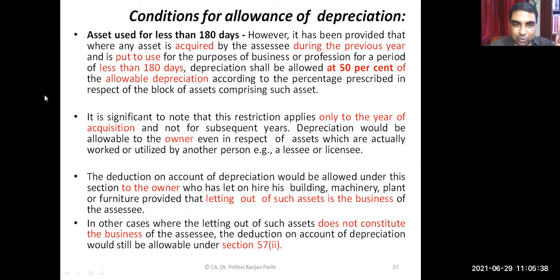Okay, so depreciation is allowed to the owner who has let on hire his building, machinery, plant, furniture, provided that letting out such assets is his business. So the assessee may be in the business of letting out. In that case, depreciation is allowed on building, machinery, etc. And even if the assessee is not in the business of letting out, if the assessee is the owner, still depreciation is allowed under section 57(2). 57(2) deals with certain expenditure relating to the head income from other sources. There also depreciation is allowed. Okay, here we see depreciation can be claimed by the owner in both situations.